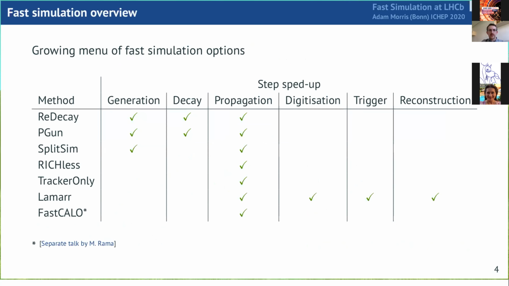So LHCb has a growing menu of fast simulation options, which are listed on the left. I won't cover the fast calo because there's a dedicated talk immediately following mine. The first 3 cover the generation phase, and the idea, like I said, is to give fewer particles to Geant4, and the rest are covering the simulation of the detector.